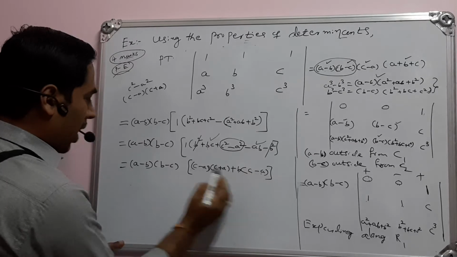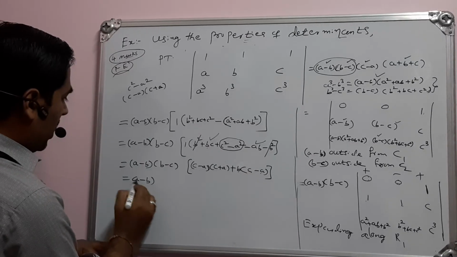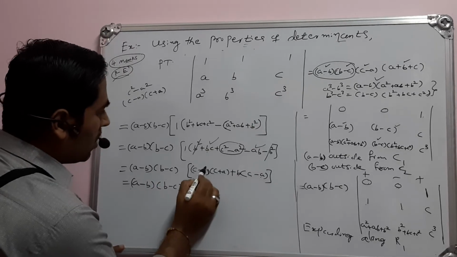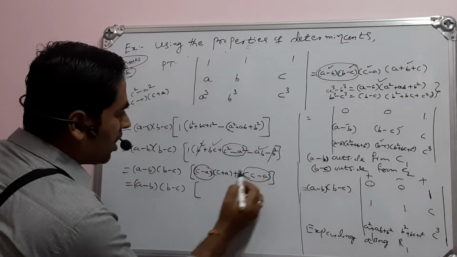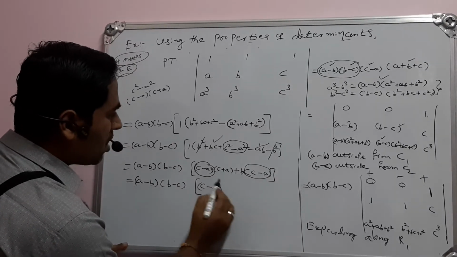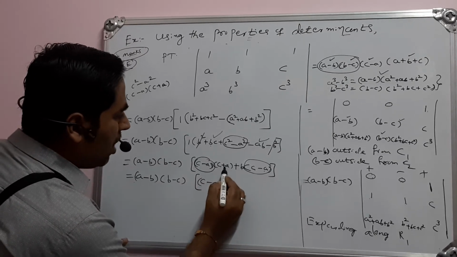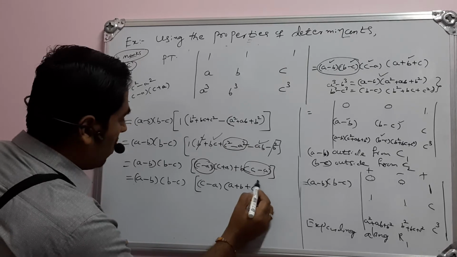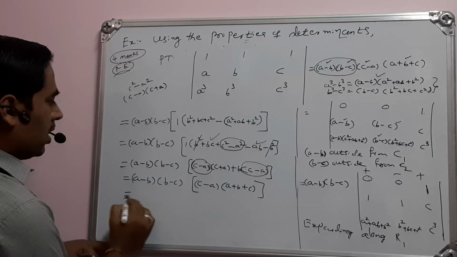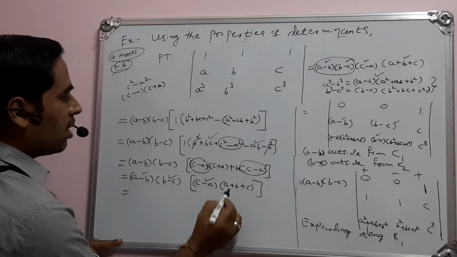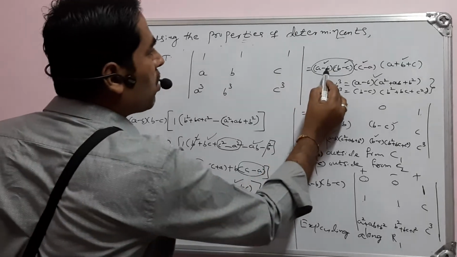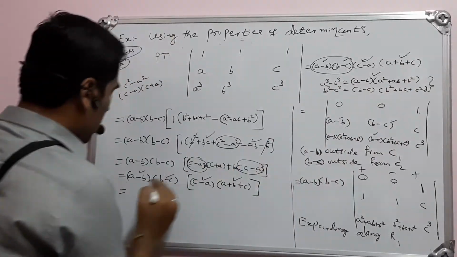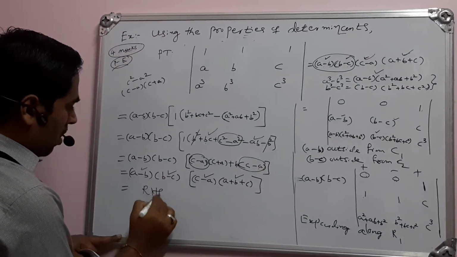So inside this bracket, observe here, a minus b into b minus c as it is. See, c minus a, c minus a. The c minus a is common, so I will write it once. Then what are the terms left here? c plus a plus b. So I can write it as a plus b plus c. Okay, so this is a minus b, b minus c into c minus a into a plus b plus c. So a minus b into b minus c into c minus a into a plus b plus c. So this is our RHS.